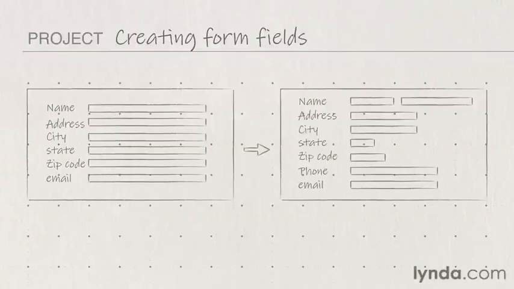You should also help people out by giving them a clue as to which fields are required and which aren't. The typical way to do this is to use an asterisk, that's a star, next to the required fields.